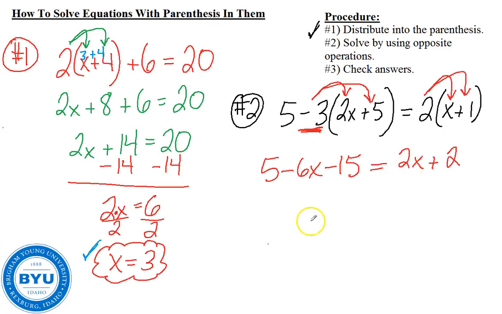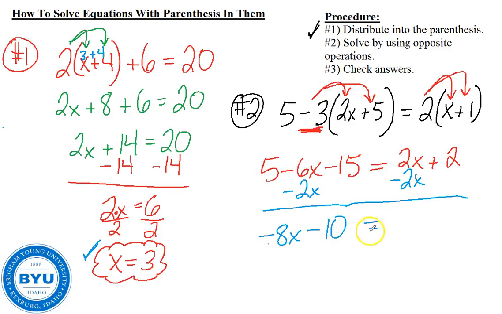My goal then is to get all the x's on the left side because I want to get x equals for my answer. So let's go ahead and minus this 2x over. Minus 2x to both sides. That's going to get me minus 8x, and 5 minus 15 is minus 10 equals, the 2x went away. I'm just left with 2 on the right side. Trying to get x by itself, so let's do some opposite operations here. The opposite of minus 10 would be plus 10. When I do that, I get minus 8x equals 2 plus 10 is 12.